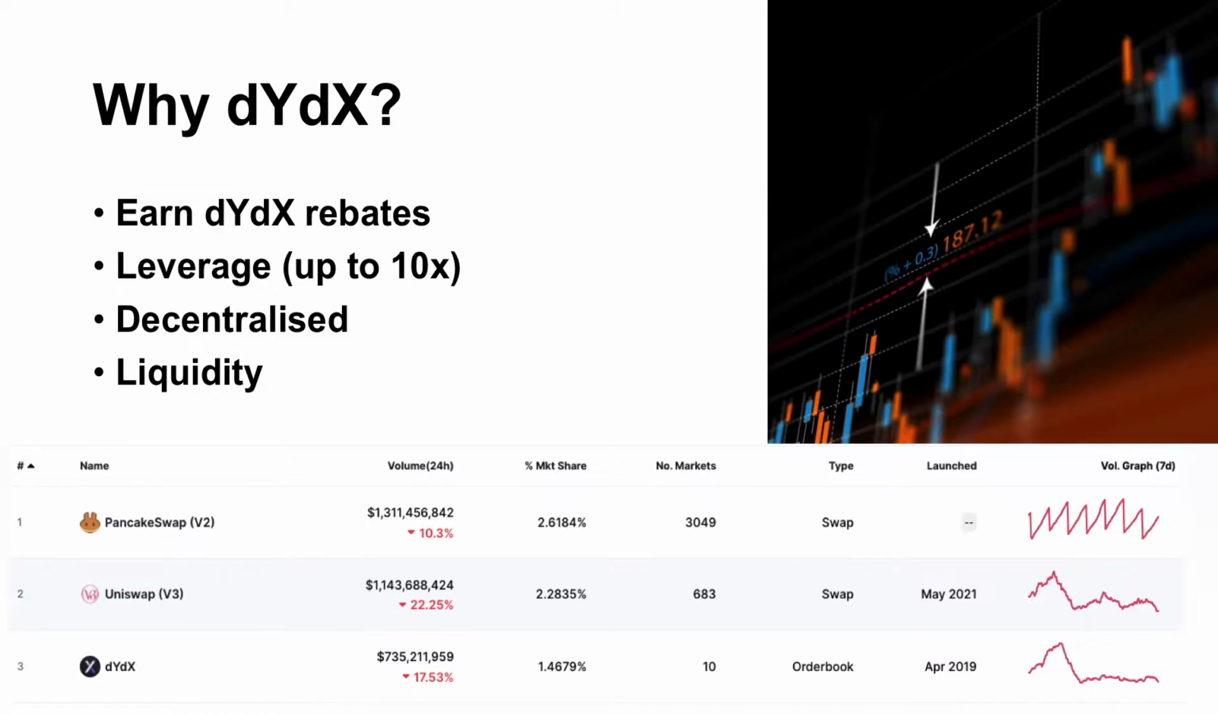And if you're in one of these countries, you still may be able to trade derivatives on dYdX because of its decentralized nature. Lastly, dYdX is the third largest decentralized exchange by volume and the largest that has an order book structure. More volume means more trading, which equals more profit as a market maker.